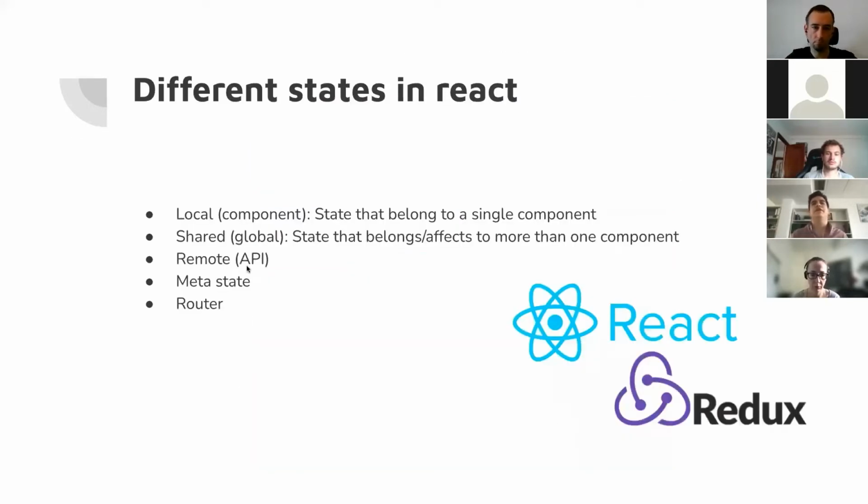Of course, we can have remote API state, which is the state that any API has, like in databases. Then the meta state, which is a state of the states, for example that something is loading or has an error. And finally, the router state, which saves the current route. So those are basically all the states that we have in React.